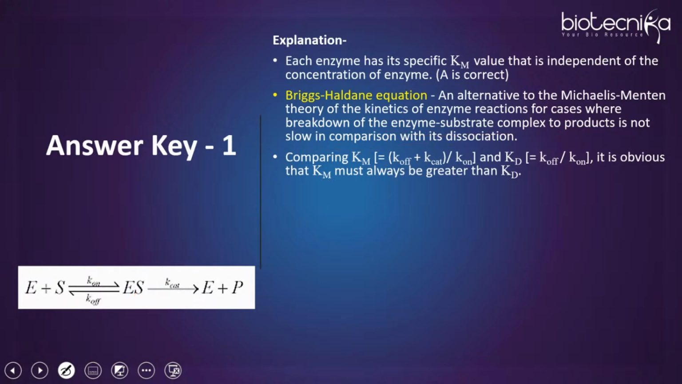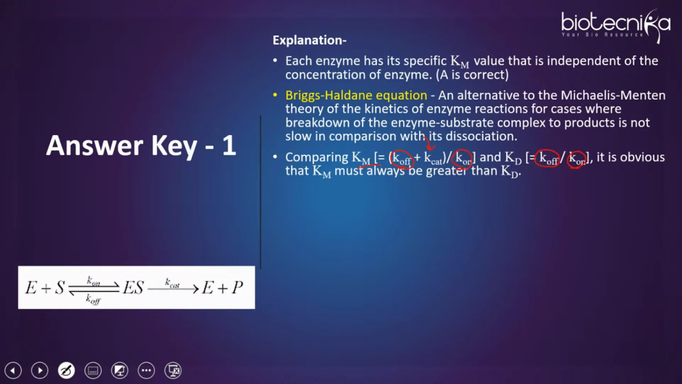Now, from the Michaelis-Menten kinetics, we get the Km formula. K off is the breakdown of ES. K on is the formation of ES, right? And Kcat we give in the form of the slowest reaction step, which we call the rate limiting step, right? So that's the formula for Km, whereas for Kd it is K off by K on. As you can see, the Kd formula is K off divided by K on. The only additional factor for Km is the Kcat value.